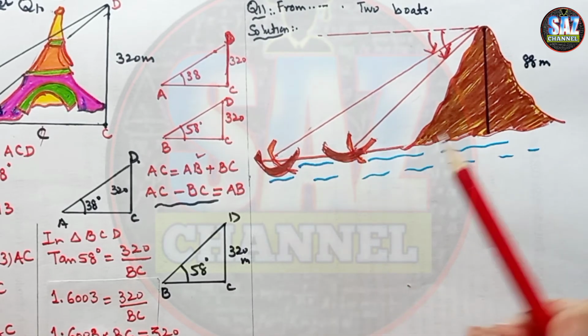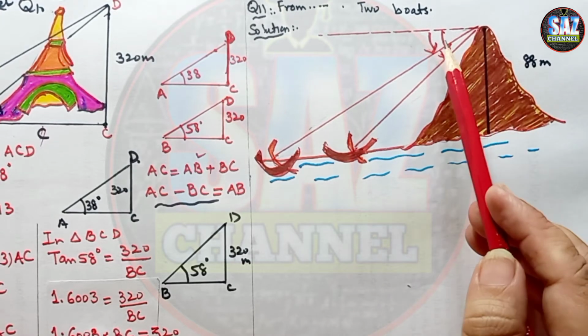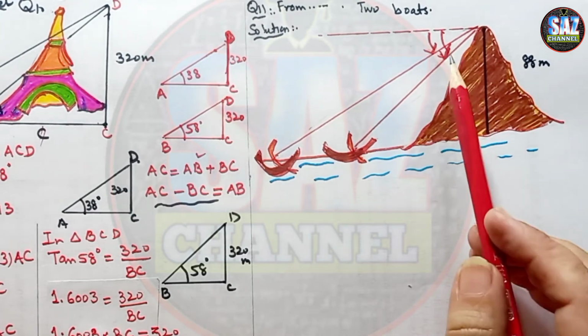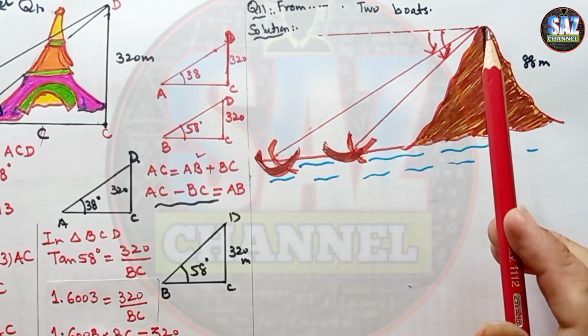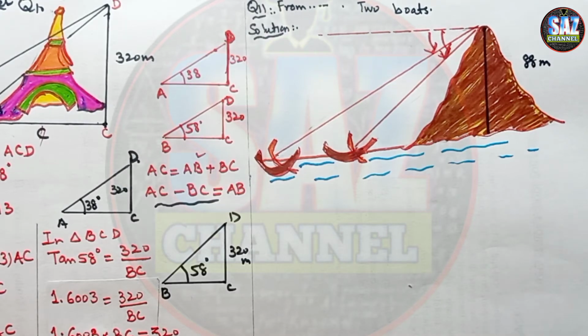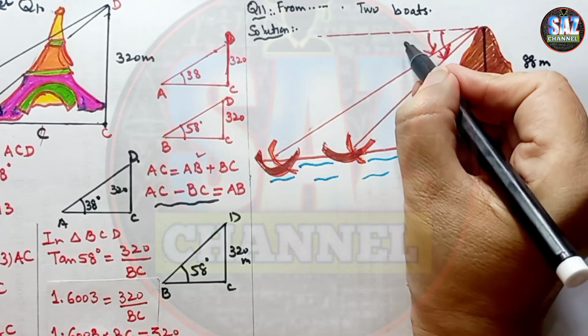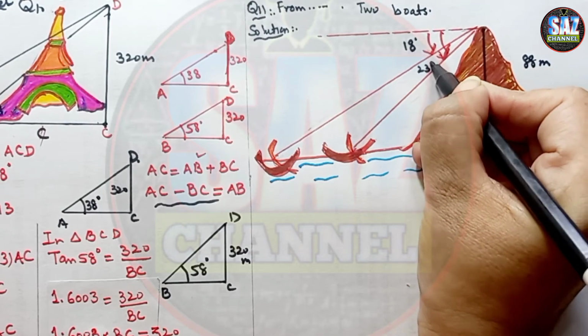Now in this question we are given the height of the cliff and the angles of depression of two boats from the top of the cliff. One of the angles of depression is 18 degrees and the other is 23 degrees. It is 18 degrees and this one will be 23 degrees.